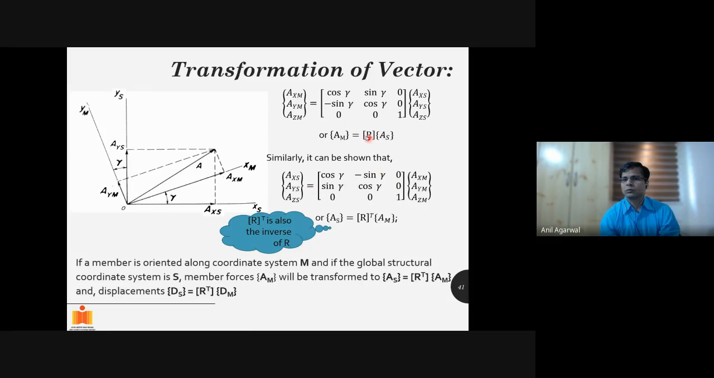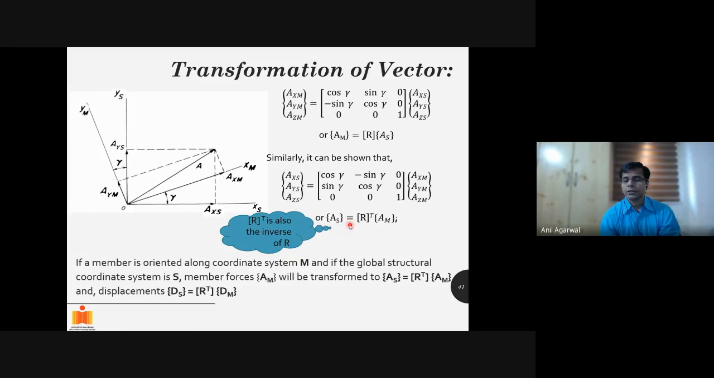Okay, but if you reshuffle these equations, these terms, you will see that you get this matrix, which is nothing but the transpose of this one. So basically what that means is that R transpose is also equal to R inverse. Okay, so you can write AM is equal to R AS, or AS is equal to R transpose AM. Okay, this is the particular type of matrix which can have its transpose equal to its inverse. Okay, that is not true always, of course. But this particular type of matrix, these are called orthogonal matrices. There, this kind of a possibility exists.